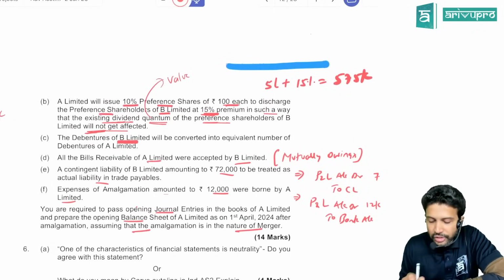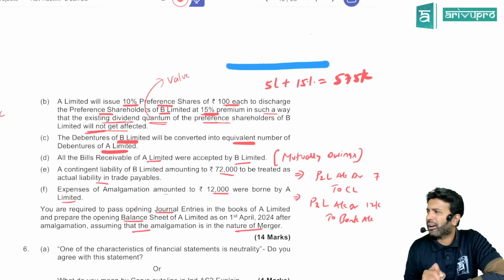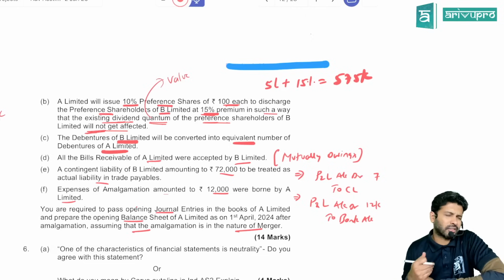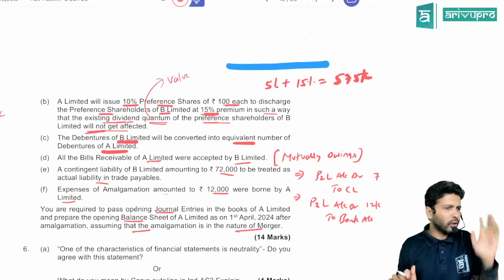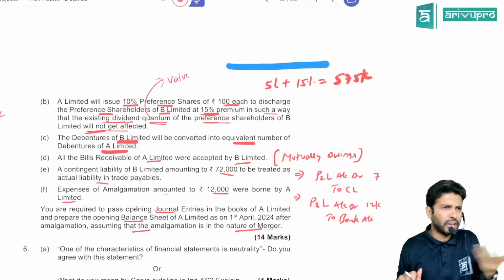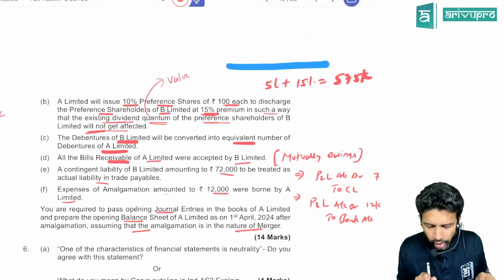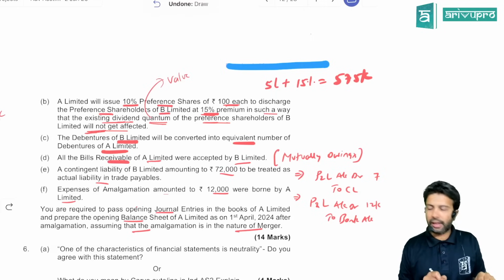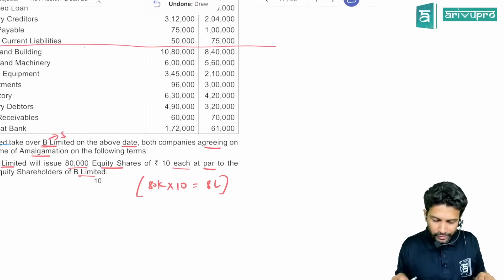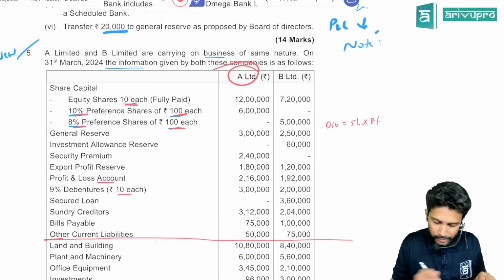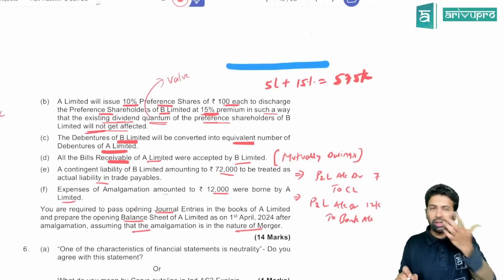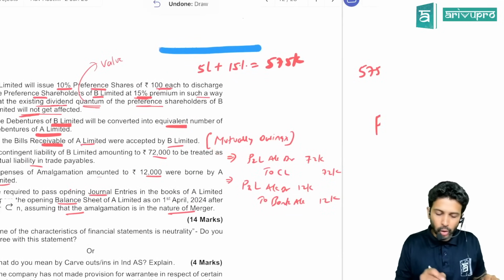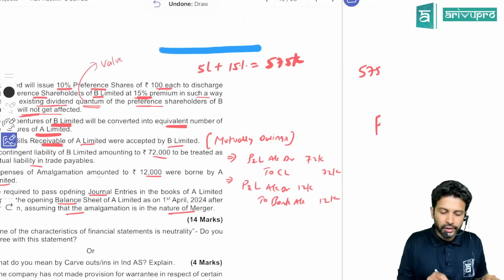Alright, debentures of B Limited will be converted into an equivalent number of debentures of A Limited, obviously. The old debentures you need to cancel and issue new debentures relating to the new company. Even if they don't tell that, we usually do this in all our problems. All bills receivable of A Limited were accepted by B Limited. What is the bill receivable of A Limited? This is your A Limited. A Limited's bill receivable value is how much? 60,000. That means this only we call what? Mutual owings. Correct? Alright.